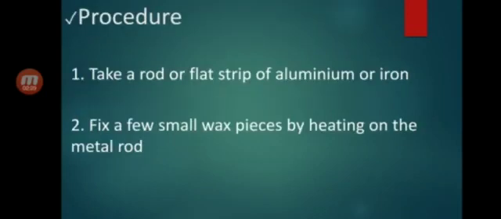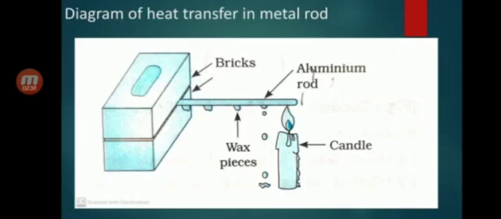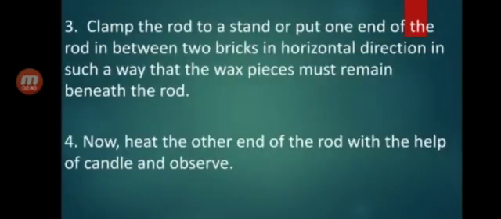Procedure: take a rod or flat strip of aluminium or iron, fix a few small wax pieces by heating on the metal rod. As shown in the diagram, clamp the rod to a stand or put one end of the rod in between 2 bricks in horizontal direction in such a way that the wax pieces must remain beneath the rod. Now heat the other end of the rod with the help of candle and observe.